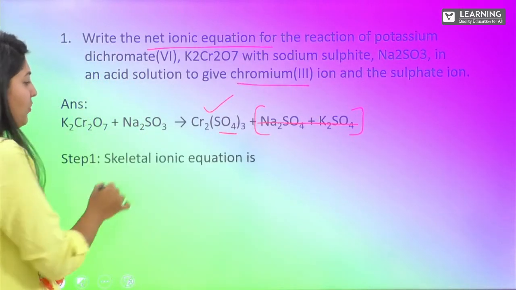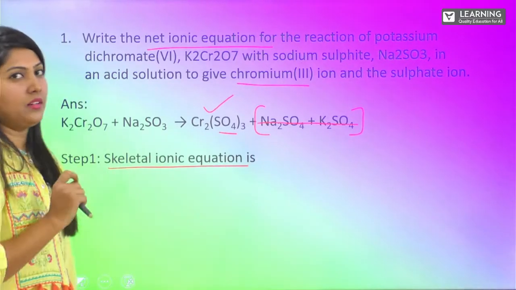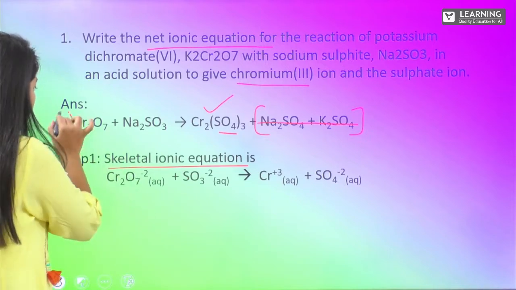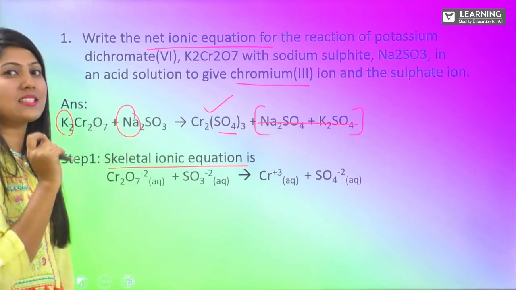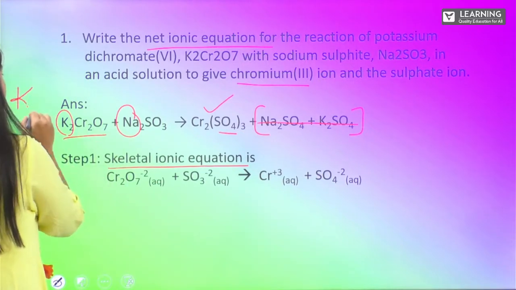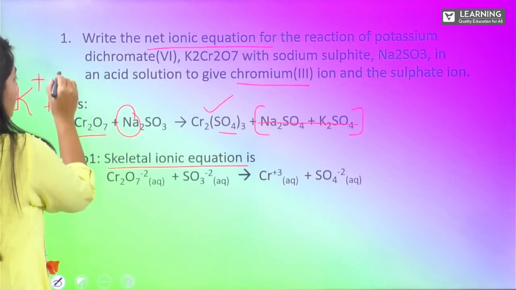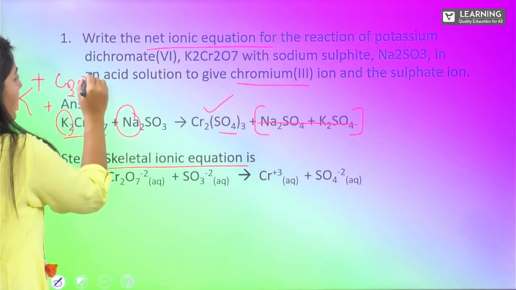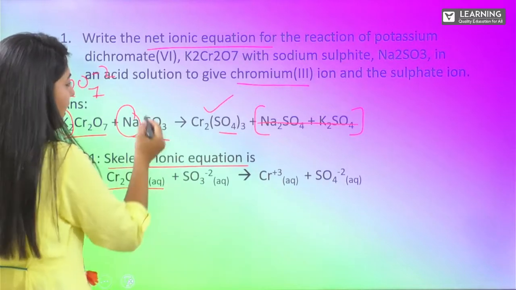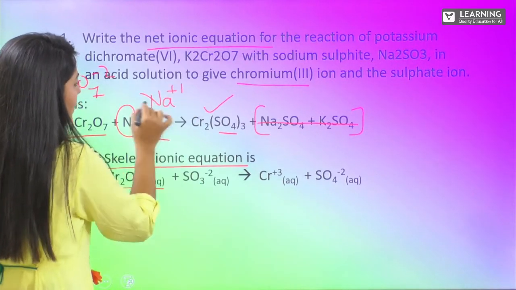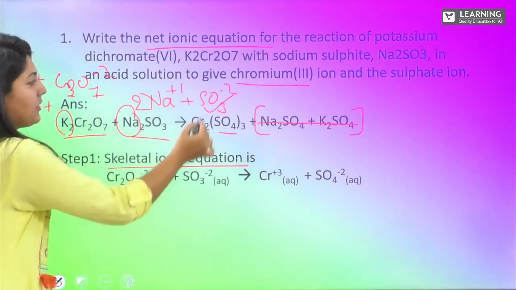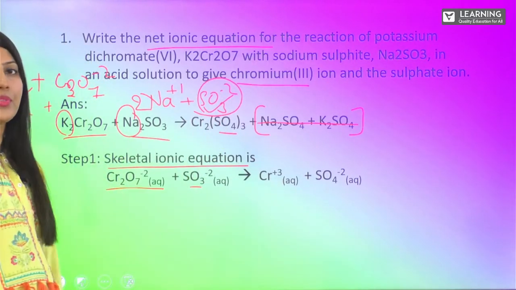So the first step is that we need to write the skeletal ionic equation. What is the skeletal ionic equation here? We are not considering potassium and sodium, because it is the ionic equation. So what happens when I split this? I'll get 2K+ and Cr2O7 2-, so that ion I am taking here. With the sulfite, Na+, how many atoms? 2 atoms, plus SO3 2- I'll get. This SO3 2- I'm taking here. Got it?